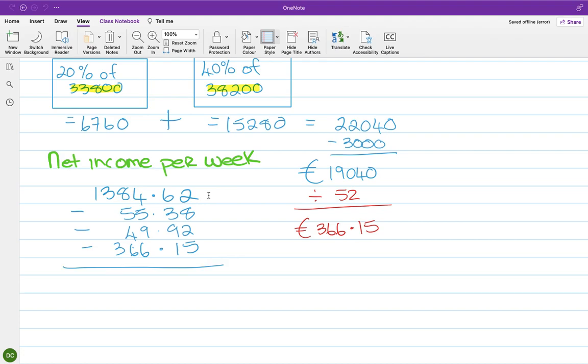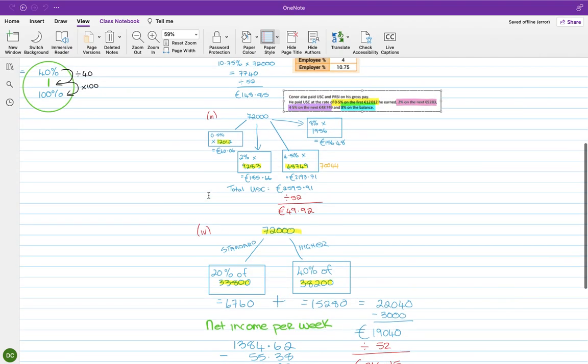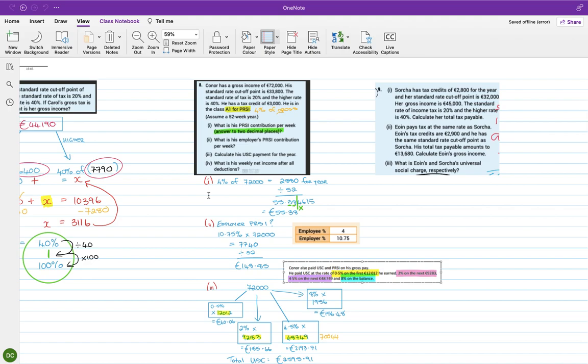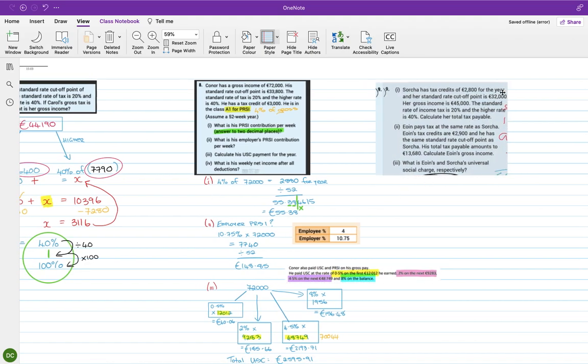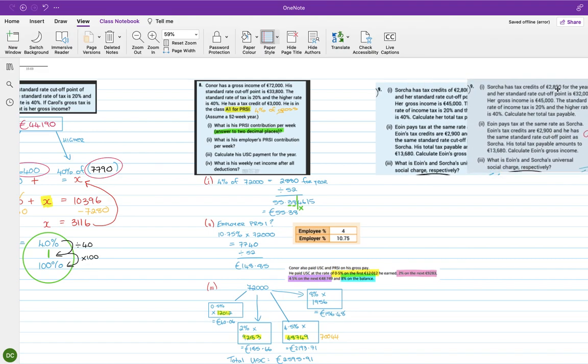Okay, so 1384.62 minus 55.38 minus 49.92 minus 366.15. So I'm getting a net income of €913.17. All right, so hopefully that makes sense. And like I said, I think maybe your issue was the fact that it didn't give you the information, and it's supposed to.